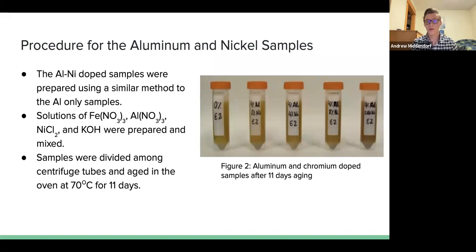For the aluminum and nickel samples, this was very similar to the way we prepared the aluminum samples. The only difference being we added a nickel chloride solution into our array of solutions that we mixed. The samples were again divided among centrifuge tubes and aged in an oven at 70 degrees Celsius for 11 days this time. And if you look at the image on the right there of the samples at day 11, you can see they're all kind of that yellowish color, indicating that goethite was probably the primary phase being formed here.